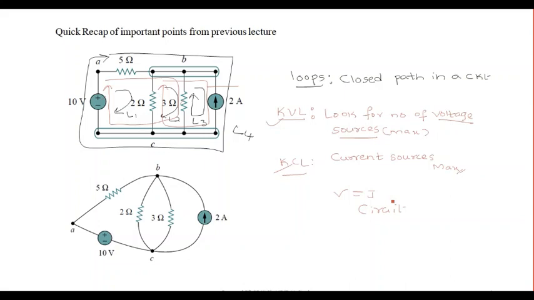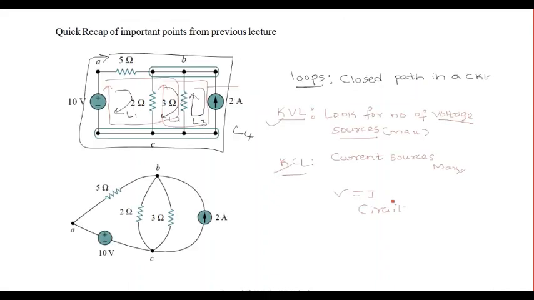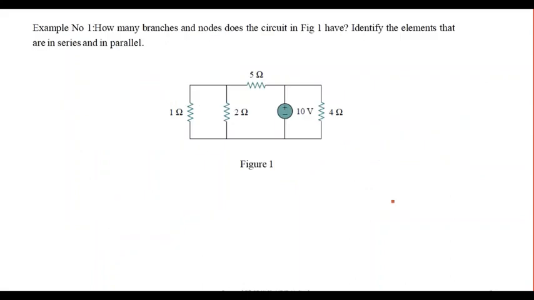Now, coming to the numerical problems over here, please go through this problem. First thing, what you need to understand here: the requirement is to identify how many branches and how many nodes are there in the given circuit. It is almost the same as this circuit itself. By this time you should be able to tell how many nodes and how many branches you can have.